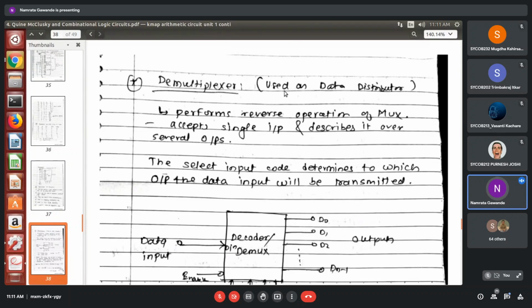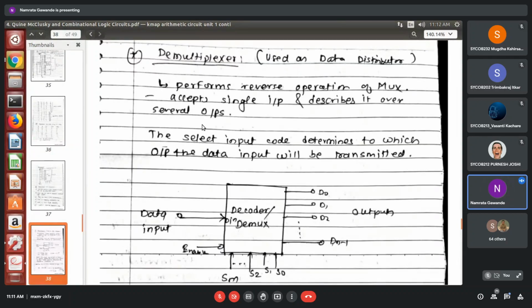Demultiplexer is used as a data distributor. Mux is used as a data selector, right? But demultiplexer is used as a data distributor. So it performs the reverse operation of multiplexer, right? Yesterday only I told you the concept of mux and demux. So what is the principle of demux? It accepts the single input and distributes it over the several outputs.